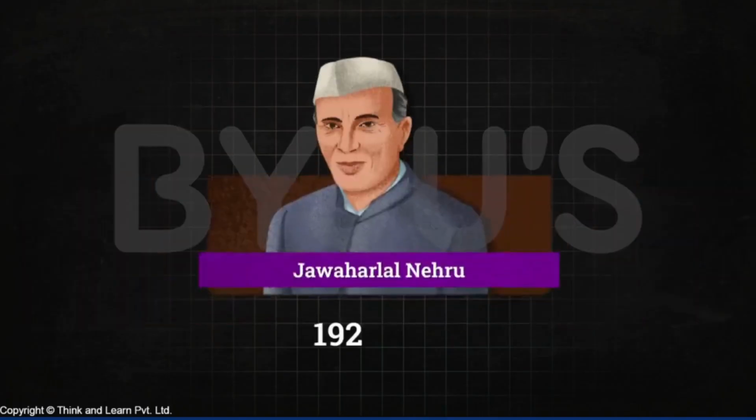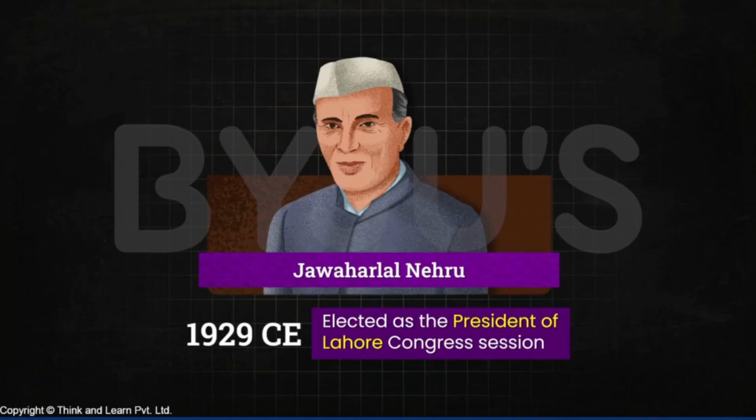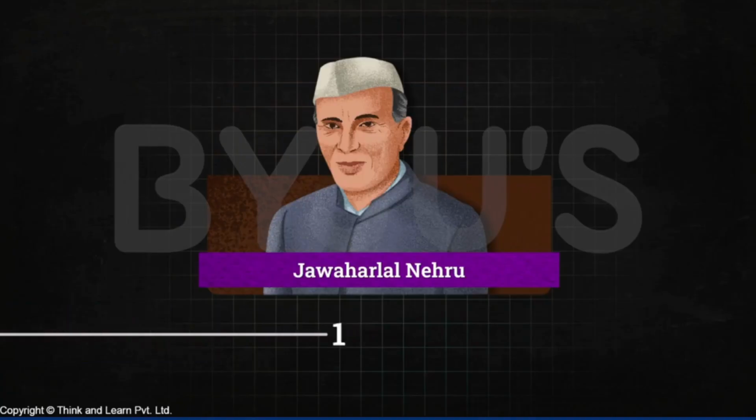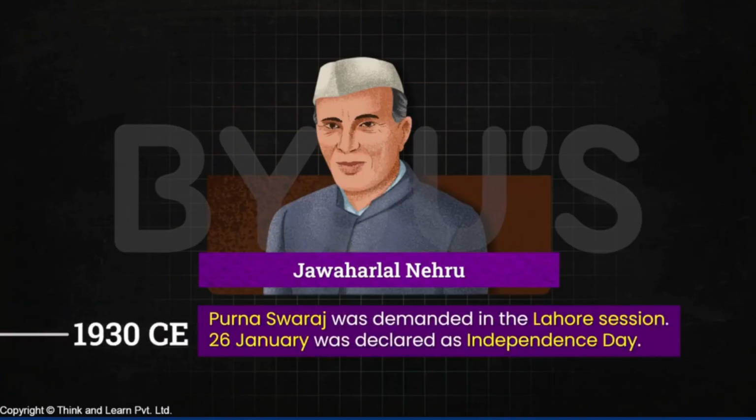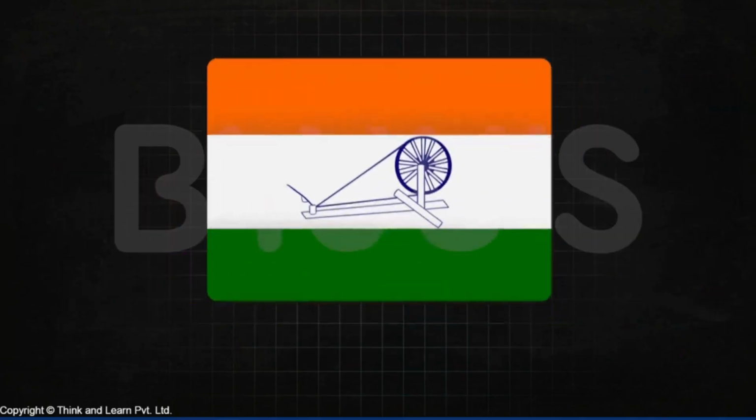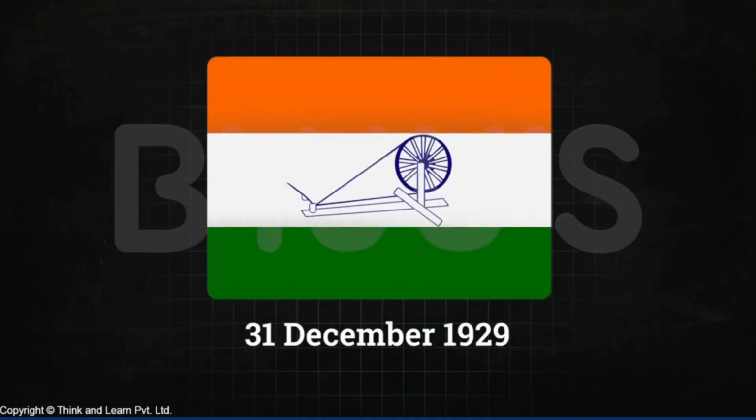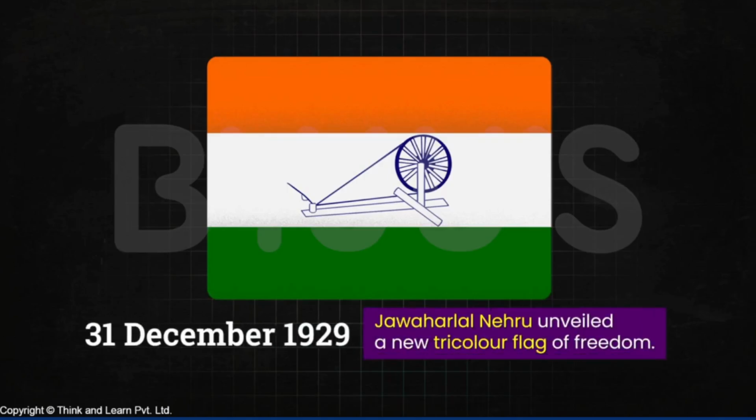Following this, Jawaharlal Nehru was elected as the president of the 1929 Lahore Congress session. It was in this session that the Congress demanded Purna Swaraj for the first time and declared 26 January 1930 as the Independence Day. And on 31st December 1929 at midnight on the banks of River Ravi, Jawaharlal Nehru unveiled a new tricolor flag of freedom amidst slogans of Inquilab Zindabad.